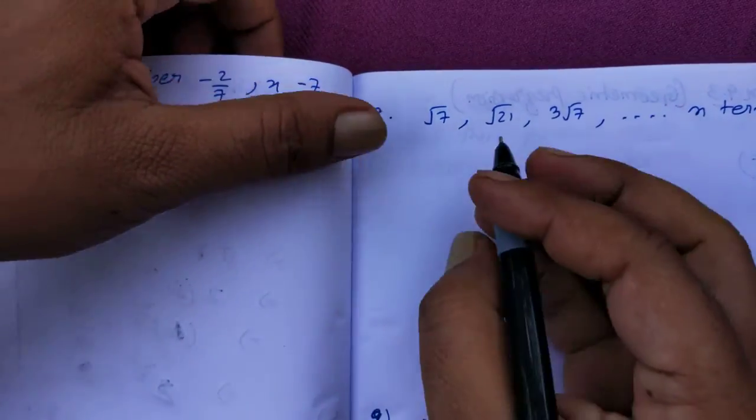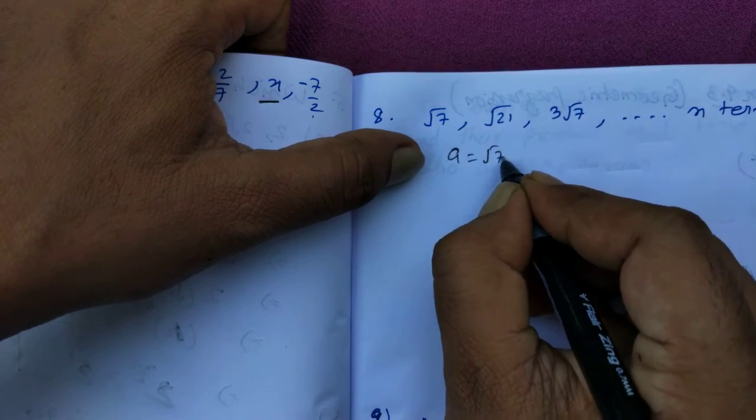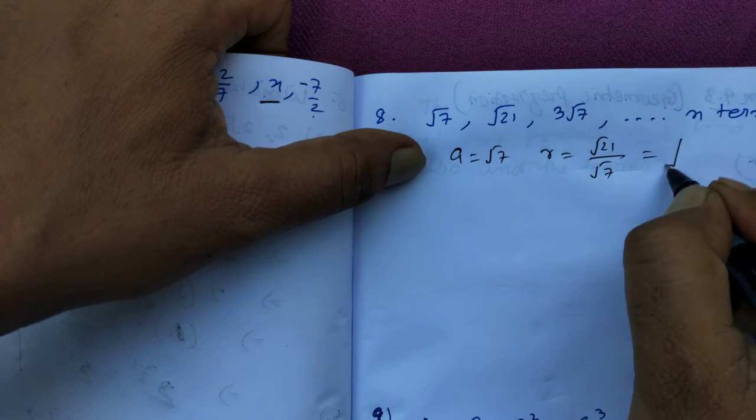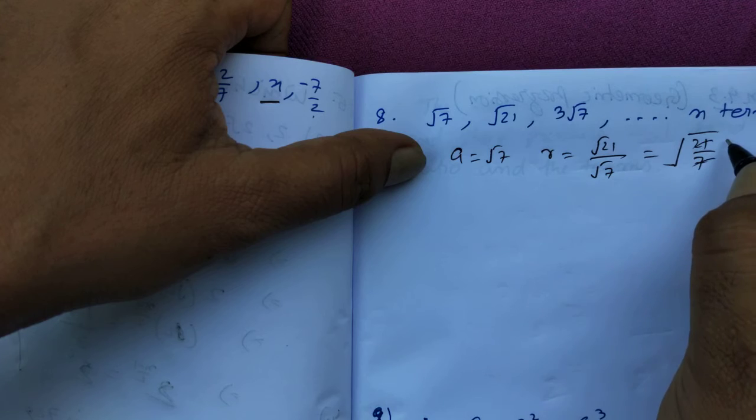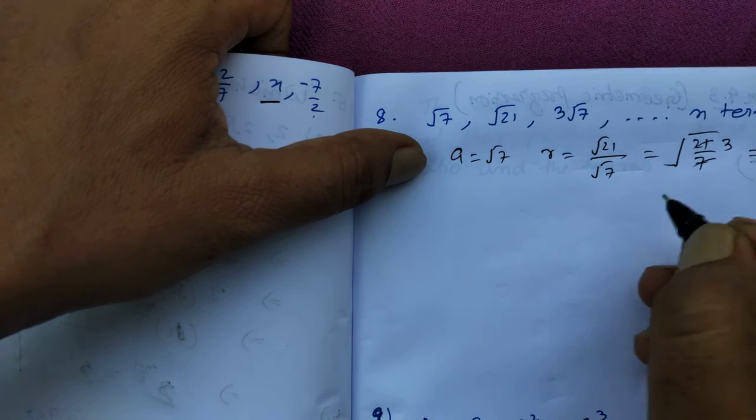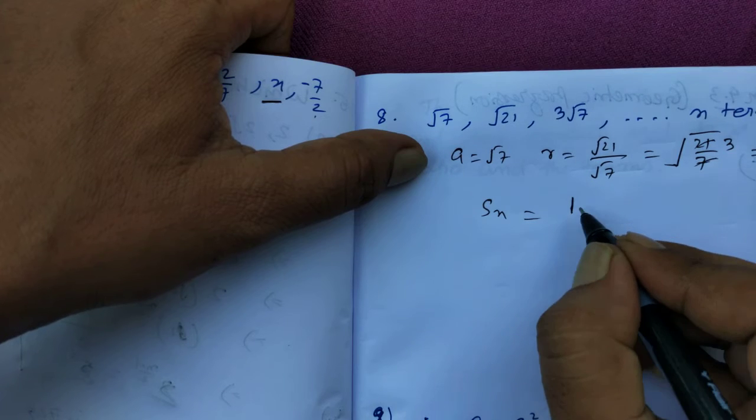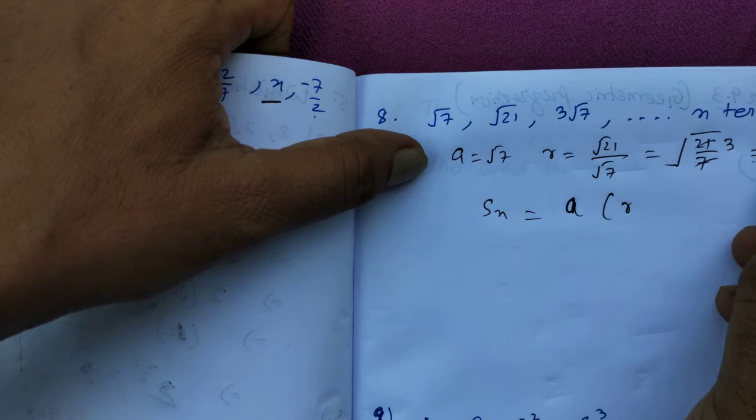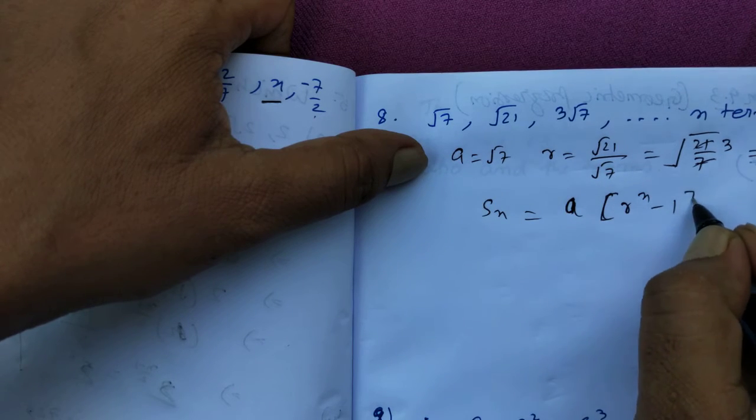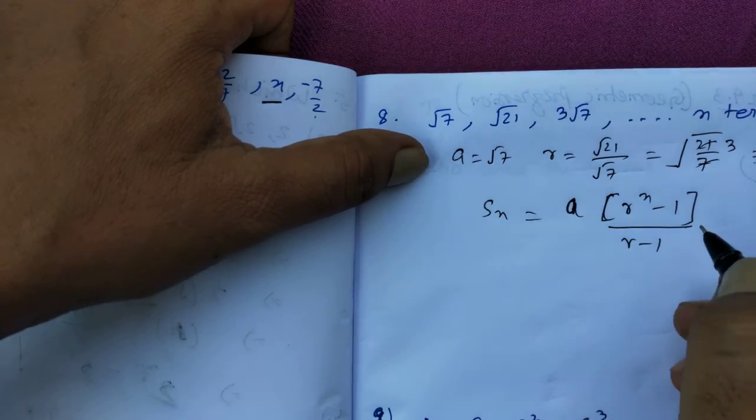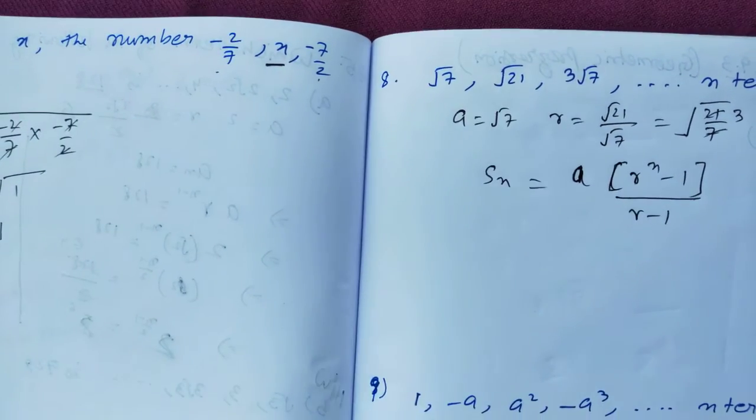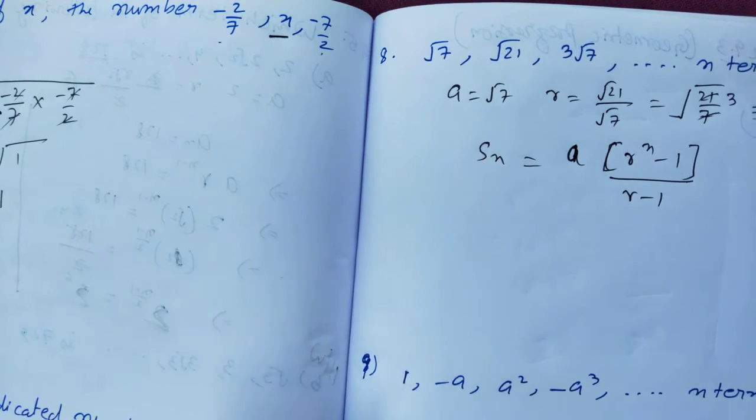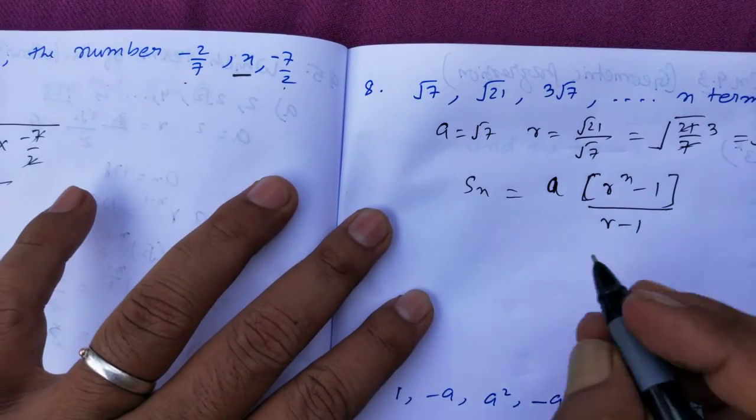Similarly, you have to do this. I'll just give you a hint. A is root 7. R will be root 21 by root 7. That means under 1 root 21 by 7. So it will be root 3. You are going to find Sn. Use the formula A, this is more than 1, okay, root 3, Rn minus 1 by R minus 1. So if you use the formula, just put the value, you'll get the answer, okay?